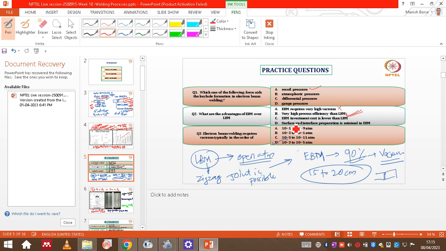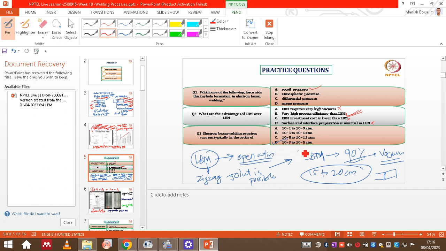Okay, and options C and D are again wrong, because EBM investment cost is not lower than LBM; it is wrong because EBM investment cost is higher. And also, surface and interface preparation is minimal in EBM. No, it is also wrong, because we need proper surface preparation, because we are melting a very narrow area, and if there are any surface irregularities or any oxides at the interfaces, that will be trapped inside, right? And because of that, there should be proper surface preparation.